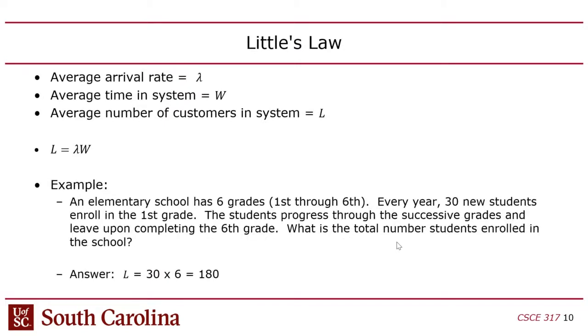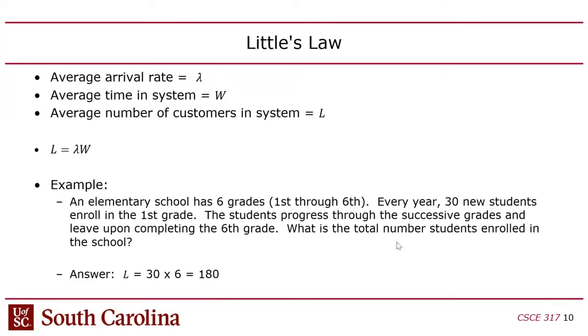Little's law is a very simple law that relates the 3 parameters that I just discussed: the arrival rate, the time in the system, which is your latency or your delay, and then the average number of customers in the system, L, which is going to be your needed queue size.